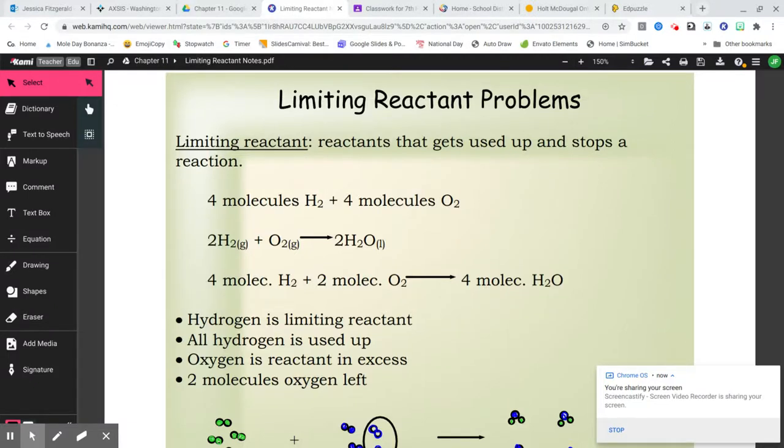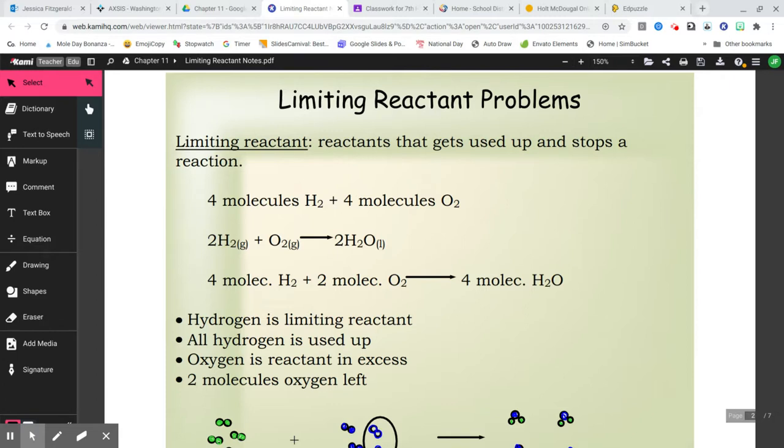Okay, so we're going to watch another video and I'm going to work some problems out together. So if you could have your limiting reactant notes out and follow along in the notes as you watch the video. So remember, your limiting reactant is going to be basically controlling your reaction. One of your reactants is the limiting, the other reactant is considered to be in excess.